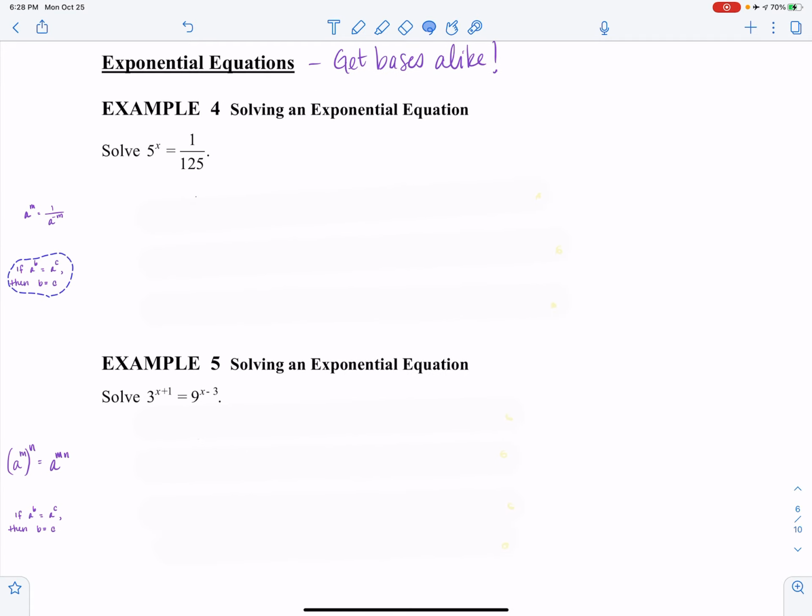All right, just a couple of comments before we jump right on into example number 4. In order to solve, and we know that solve means to get x alone, we want to get bases alike, but how do we go about doing that? Well, first of all, you're only ever going to use substitution for this. That's the only operation you can use is substitution. You're not going to use adding or subtracting or multiplying or dividing to change your bases. You're only going to use substitution.